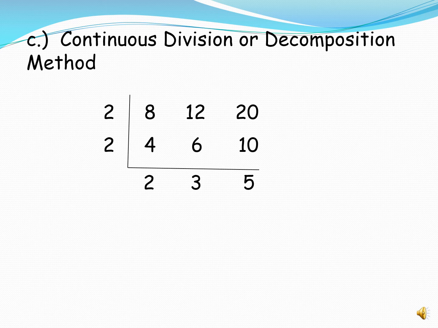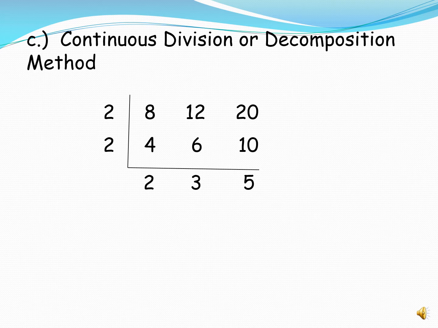Using continuous division or decomposition method, we have 8, 12, and 20. Common factor is 2, so 8 divided by 2 is 4. 12 divided by 2 is 6. 20 divided by 2 is 10. So we have 4, 6, and 10.